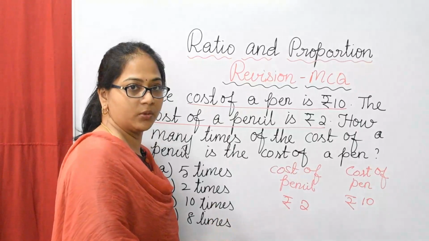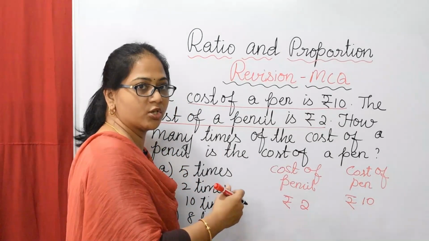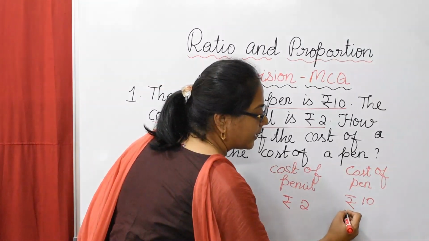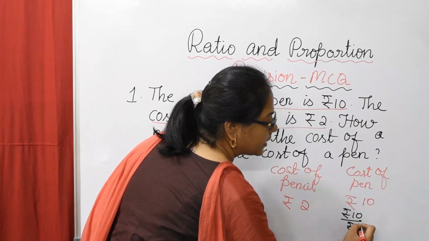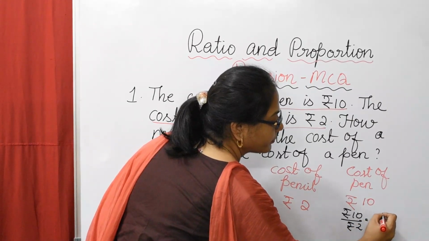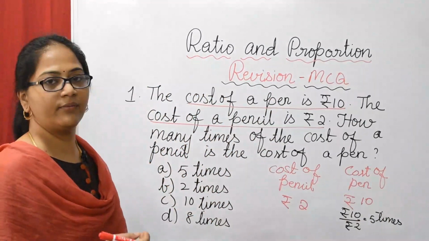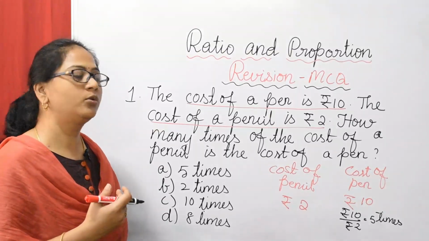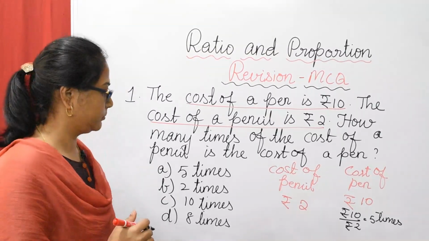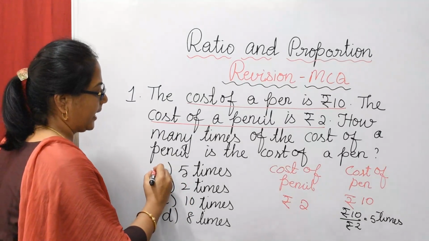So how should we do this? As cost of pen divided by cost of pencil, like rupees 10 divided by rupees 2, which is equal to 5 times. So that we will get the times of cost of a pencil to the cost of pen. So 5 times is the answer, option A.